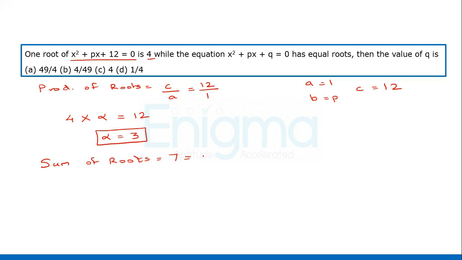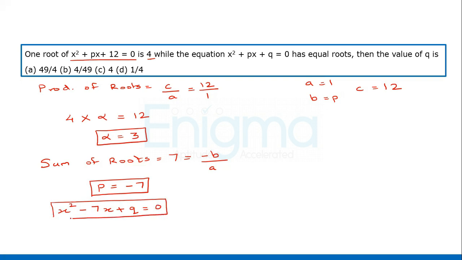But by definition, it is minus b upon a. So therefore, b is p. So therefore, we get the value as p is equal to minus 7. So therefore, the second equation becomes x square minus 7x plus q is equal to 0.